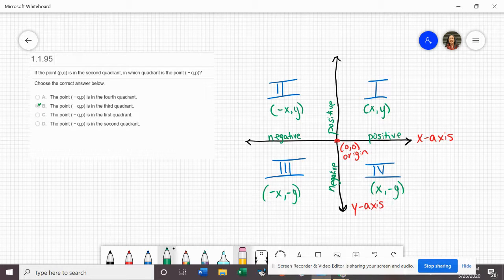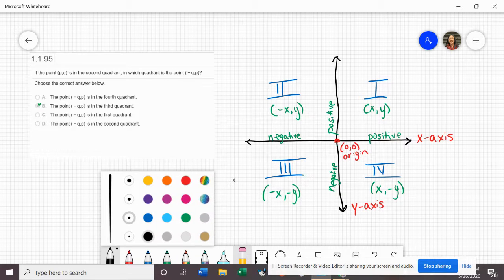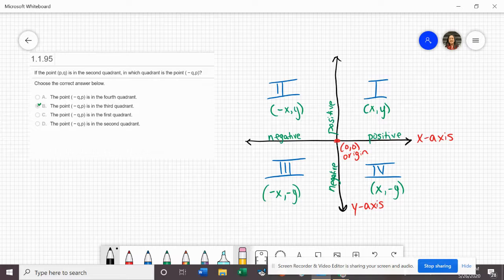So let me pick a color I haven't really used. Well, let's stick with our black. Okay. It says, if the point PQ is in the second quadrant, so I'm going to put my PQ in my second quadrant. In which quadrant is the point negative Q, P? Okay, so I'm going to rewrite this, and I'm going to relate that to what we have down here.